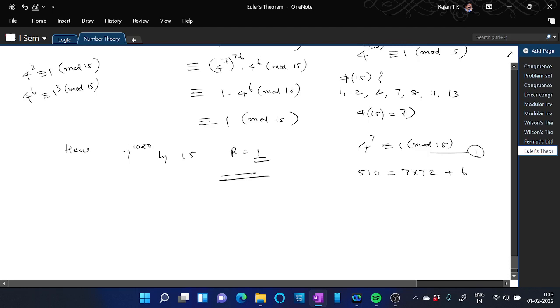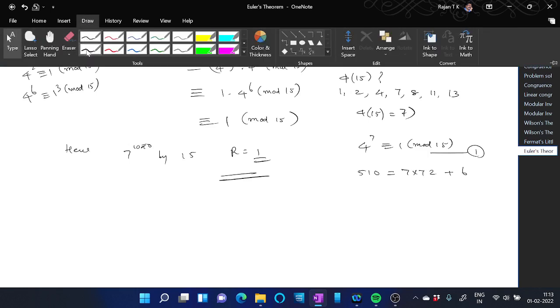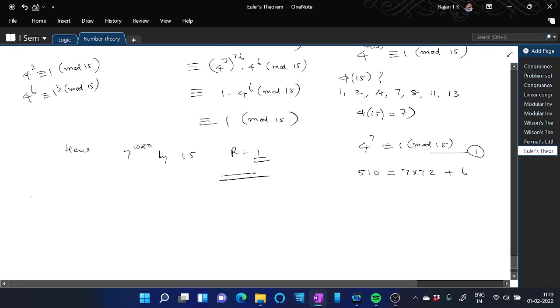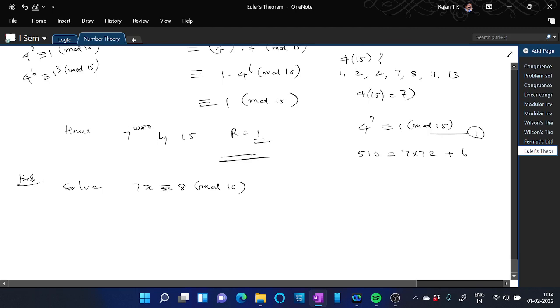Now, the last problem that we do in this section is solving a linear congruence. Say, for example, 7x congruent to 8 mod 10 by using Euler's theorem.